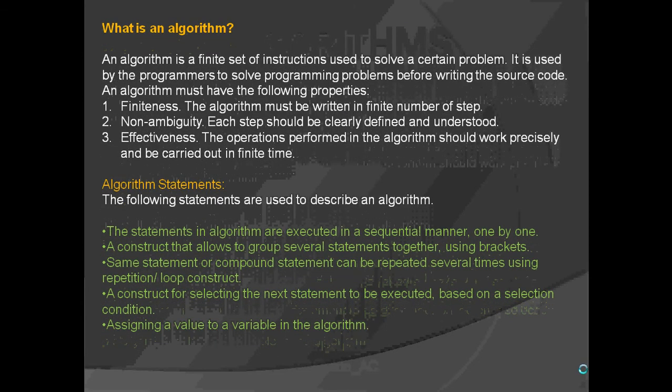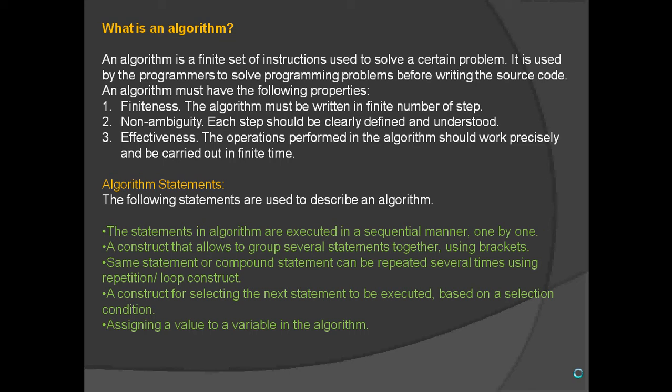So what is an algorithm? An algorithm is a finite set of instructions used to solve a certain problem. It is used by the programmers to solve programming problems before writing the source code. Okay? So before writing down the source code or the high level language, programmers often write down the algorithms of the programs.